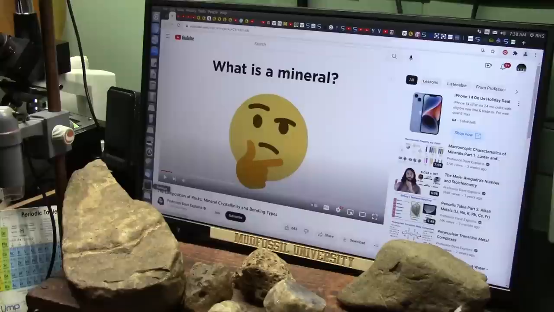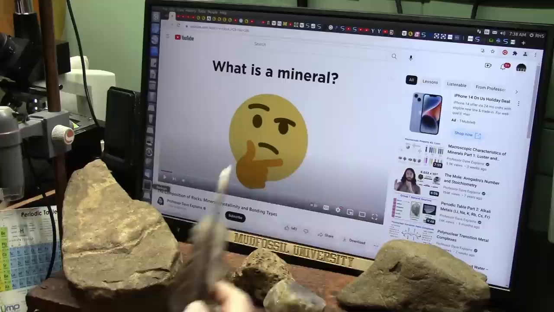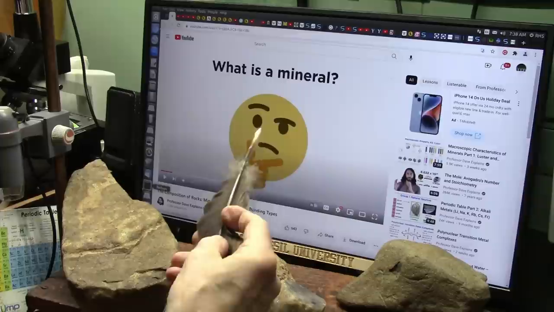Okay, so here we go, my friends. As I was saying, we're trying to determine what are minerals, what are rocks. I got sent this by a friend of mine, Pedro, and this is the composition of rocks, minerals, crystallinity, and bonding types. Professor Dave explains. This is the channel.